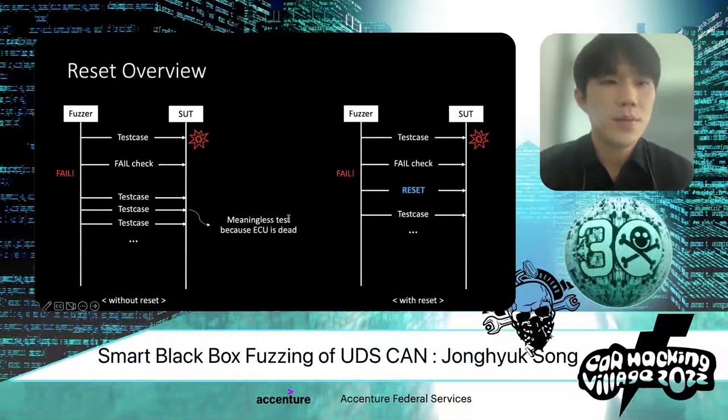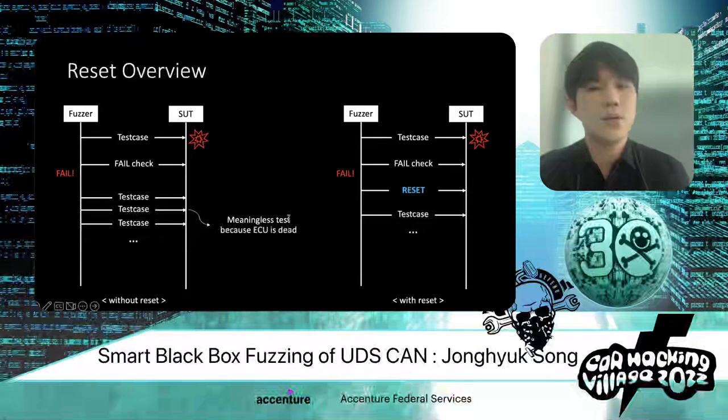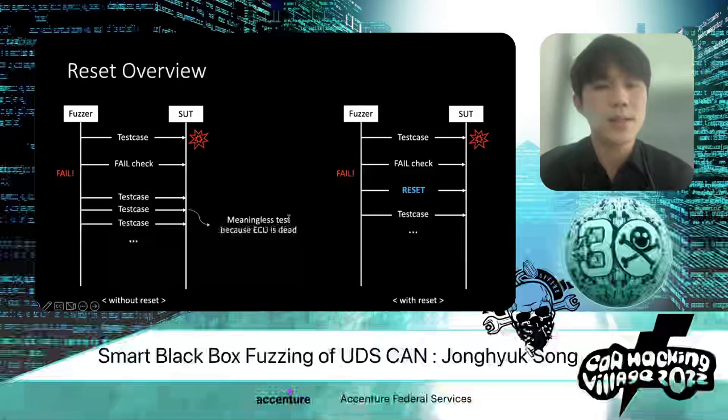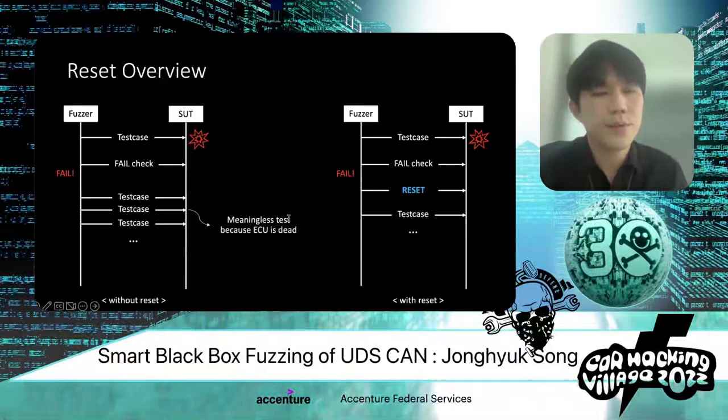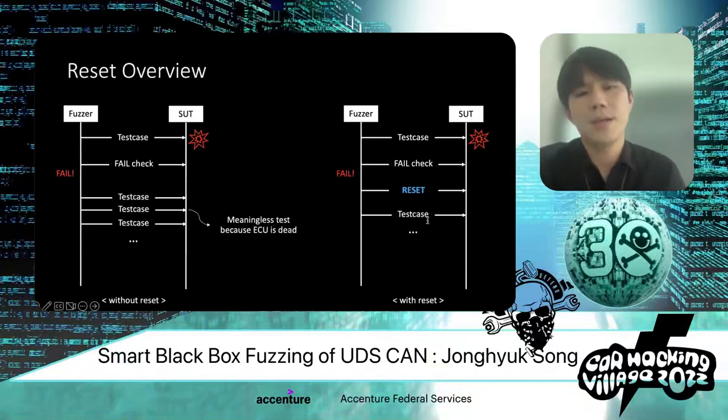So this is the reset overview. Left figure shows the example when there is no automatic reset, and right one shows the example when there is a reset process. If fuzzer transmits the test case, even if the SUT is dead, that will be a meaningless test because SUT is dead. So we should reset or reboot the target when fail occurs. The right figure shows the example with reset. When fuzzer detects fail, it executes reset process to initialize the target. After target is reset, the test will be continued.